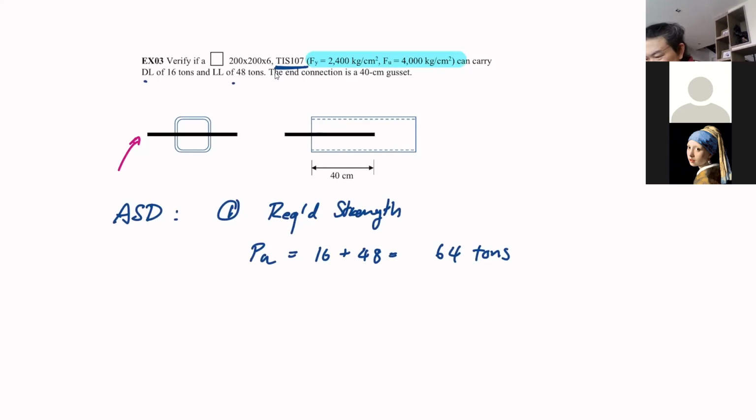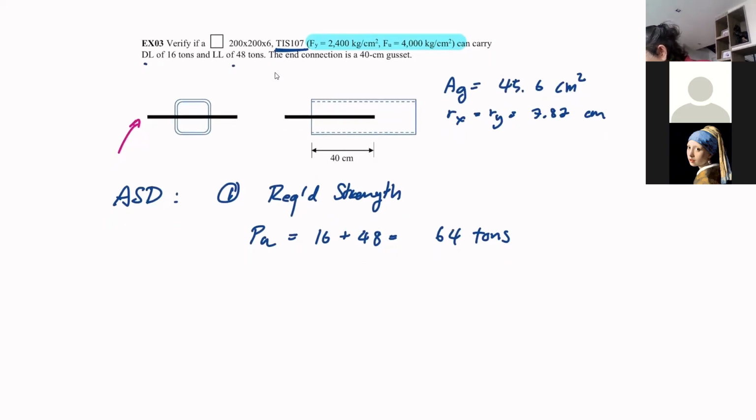Okay. And this guy, I'll give you more tables. I may have the PDF files for all these. Hang on, I'm trying to look for it. The property of this AG is 45.6 square centimeter. And the radius of gyration, you don't need it now, but let's give it anyway. Rx is equal to Ry, 7.87 centimeter.